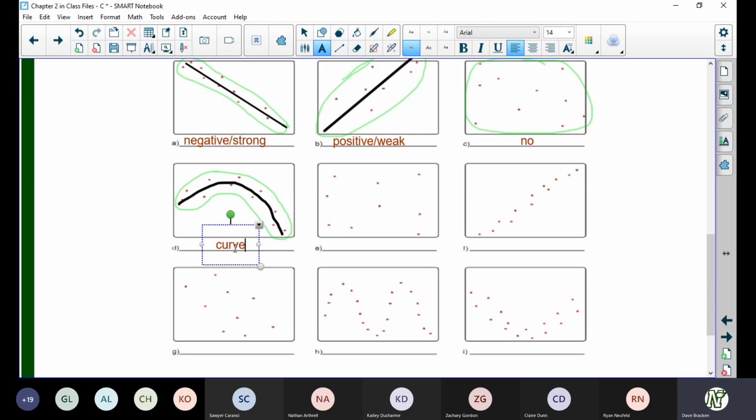You guys do the next five. Draw your lines of best fit or your curve of best fit. And then what's the correlation? Positive, negative, strong, weak, no correlation. And if it's a curve, just put curve. Okay, when you get done, put your hand in the air. When you've got all 9 of these done, put your hand in the air.